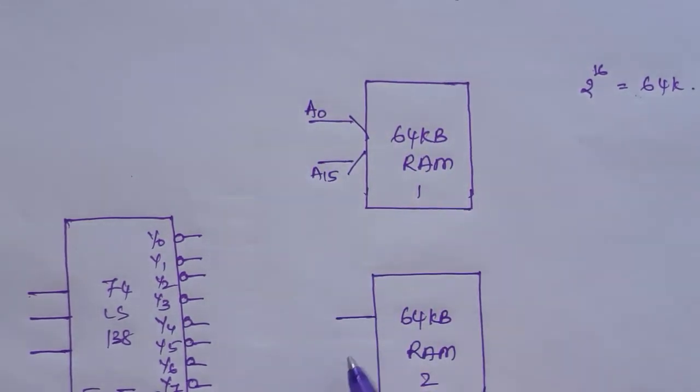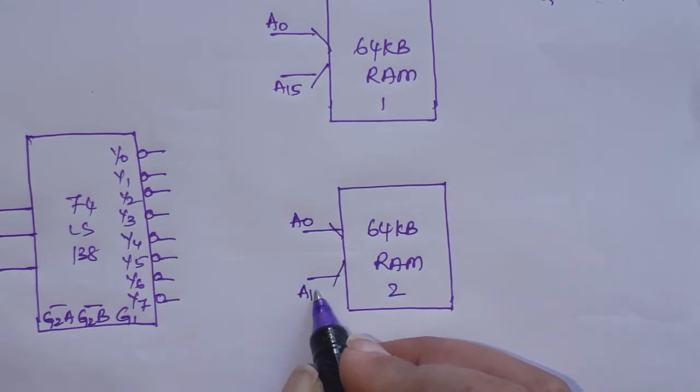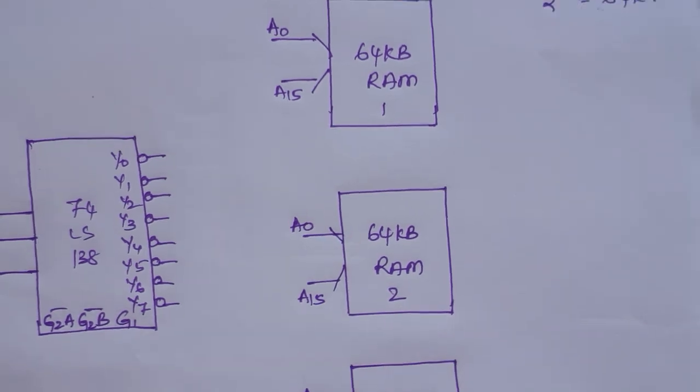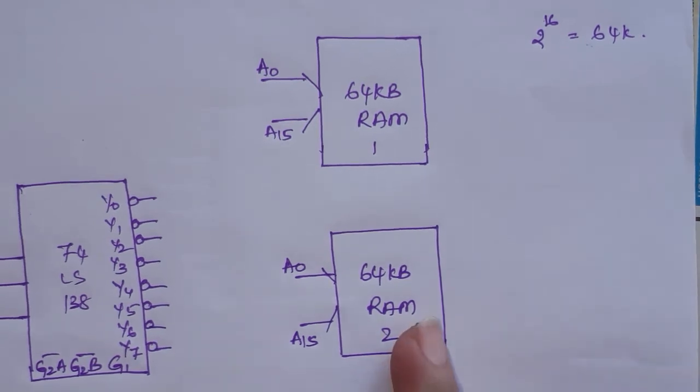Here also you require this, because this is also 64K, A0 to A15. This is also the same. So, processors' address lines, see here.